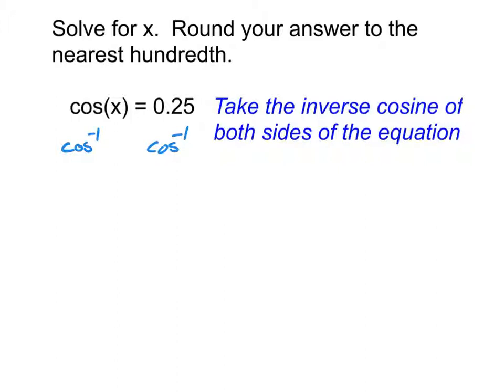Inverse cosine undoes cosine. So if I do inverse cosine of both sides, it cancels out the cosine on the left side, just leaving me with the x. And of course on the right side, I have to actually do the inverse cosine of the 0.25. So notice how we showed this in the algebra. By doing inverse cosine of both sides, I just get the x on the left, and on the right, I'm writing the inverse cosine of 0.25.